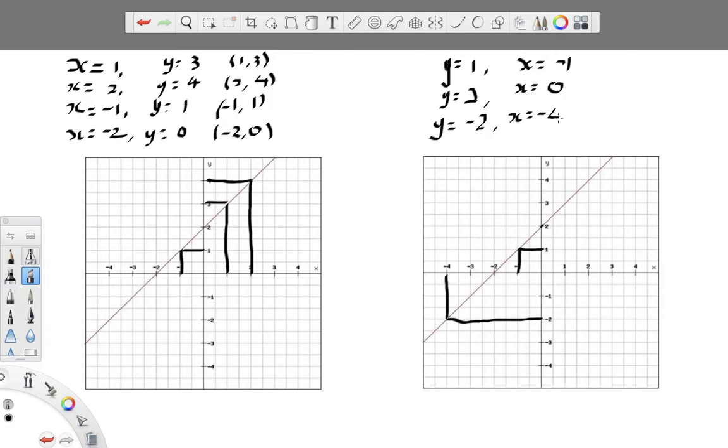If we wanted to write these as coordinates, we have to remember that our left-hand coordinate is the x, so this time we'd have minus 1, 1. So our left-hand coordinate is the x, so minus 1, and then the y-coordinate, which is y. So for this one, it would be 0, 2. And then the bottom one is minus 4, minus 2, like so.